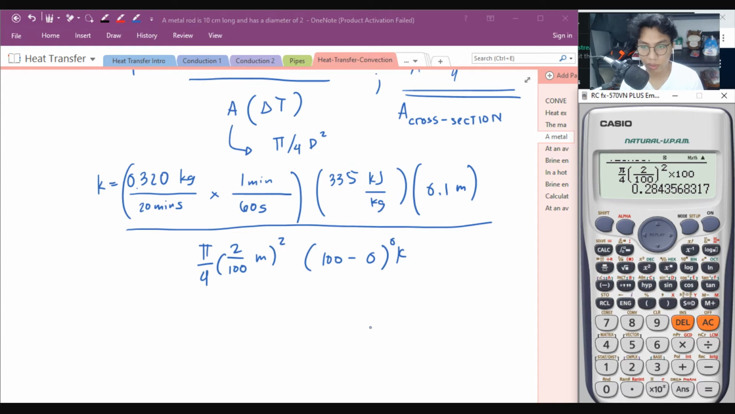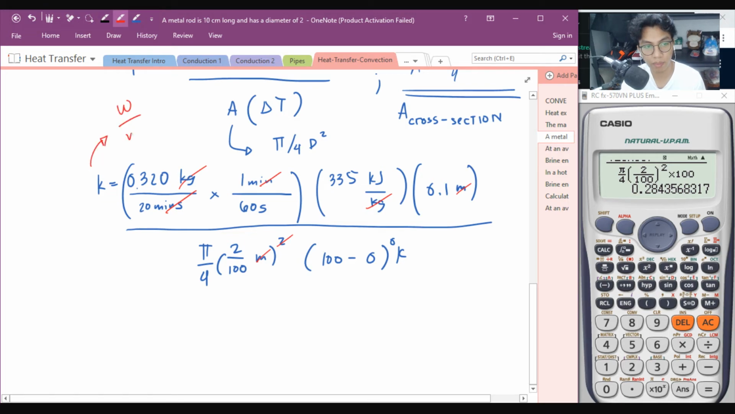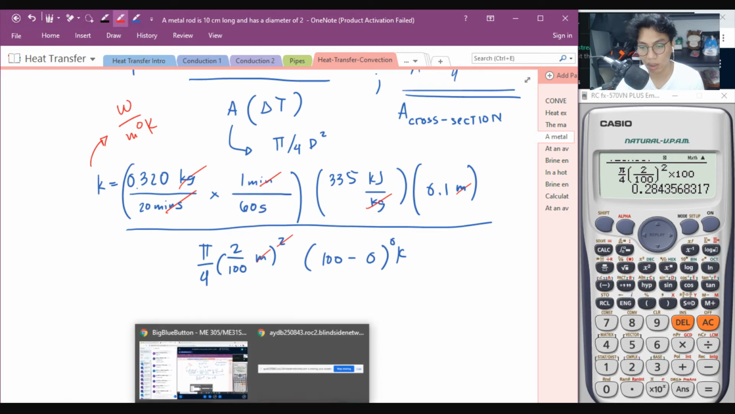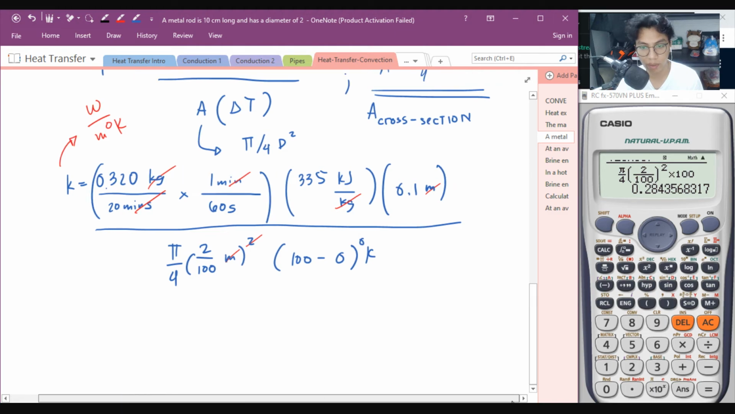Tignan nyo yung unit muna. Tignan nyo muna yung unit of cancellation. So, cancel natin si minute. Tapos, kilogram. Yung meter, nasa baba, meter squared. Yan, isa. Hinanap natin. Ano po bang desired unit natin dyan? Take note natin. Yung K natin, ang unit niyan dapat is watt per meter degree Kelvin. Kilojoule per second, that is kilowatt. Lalabas dyan, kilowatt, di ba? Cancellation na tayo dito.